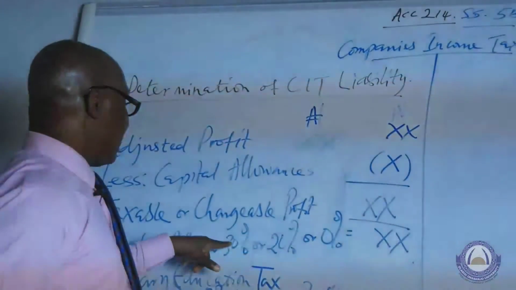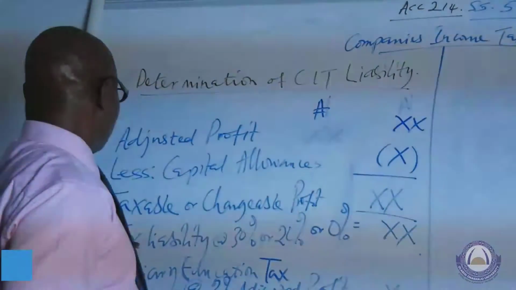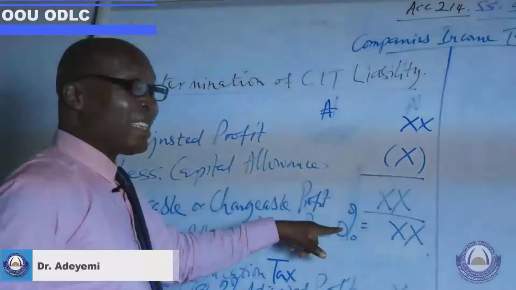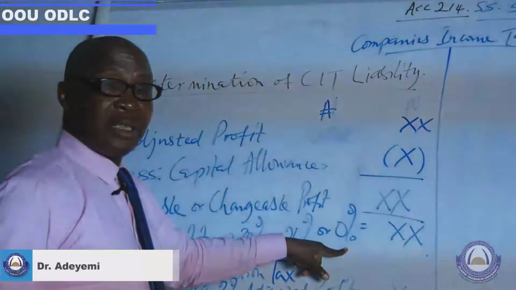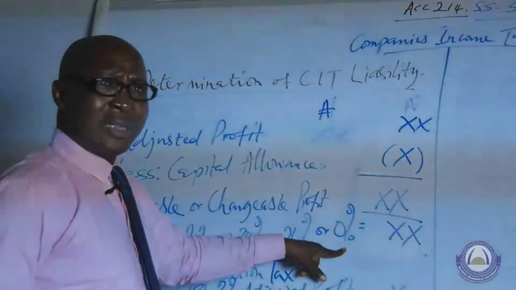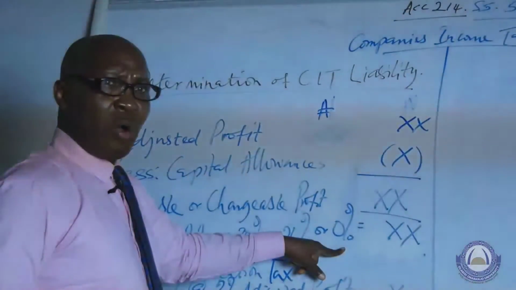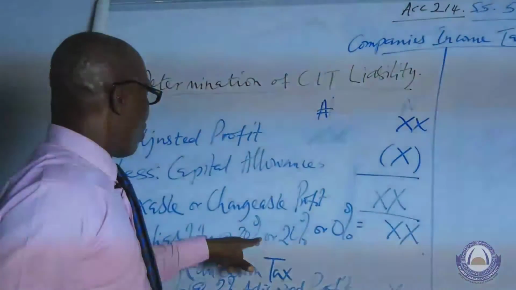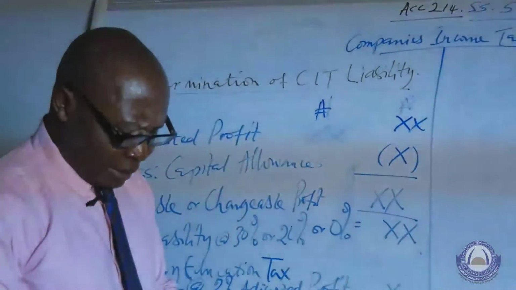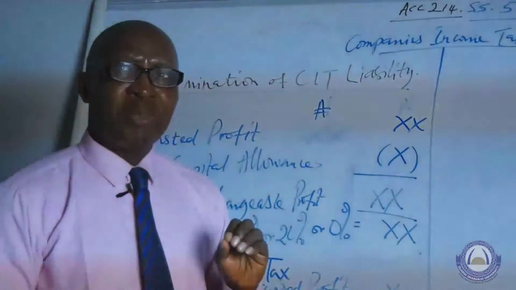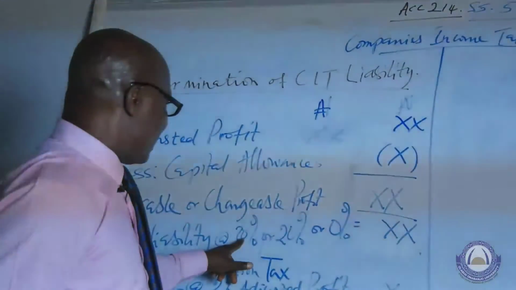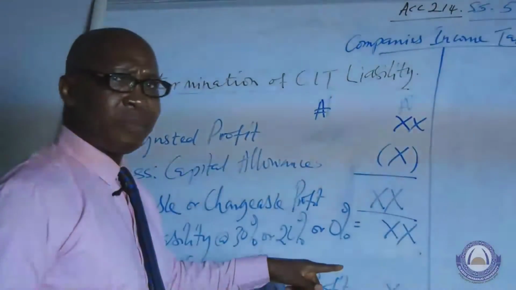From the chargeable profit, the tax liability will be determined using 30%, 20%, or 0%, as we have it in the 2019 Finance Act. Of course, before 2019, company's income tax is assessed on 30% of chargeable profit. And I will need to make a reference to that. Regarding before 2019, like I said, company tax is assessed on 30%.